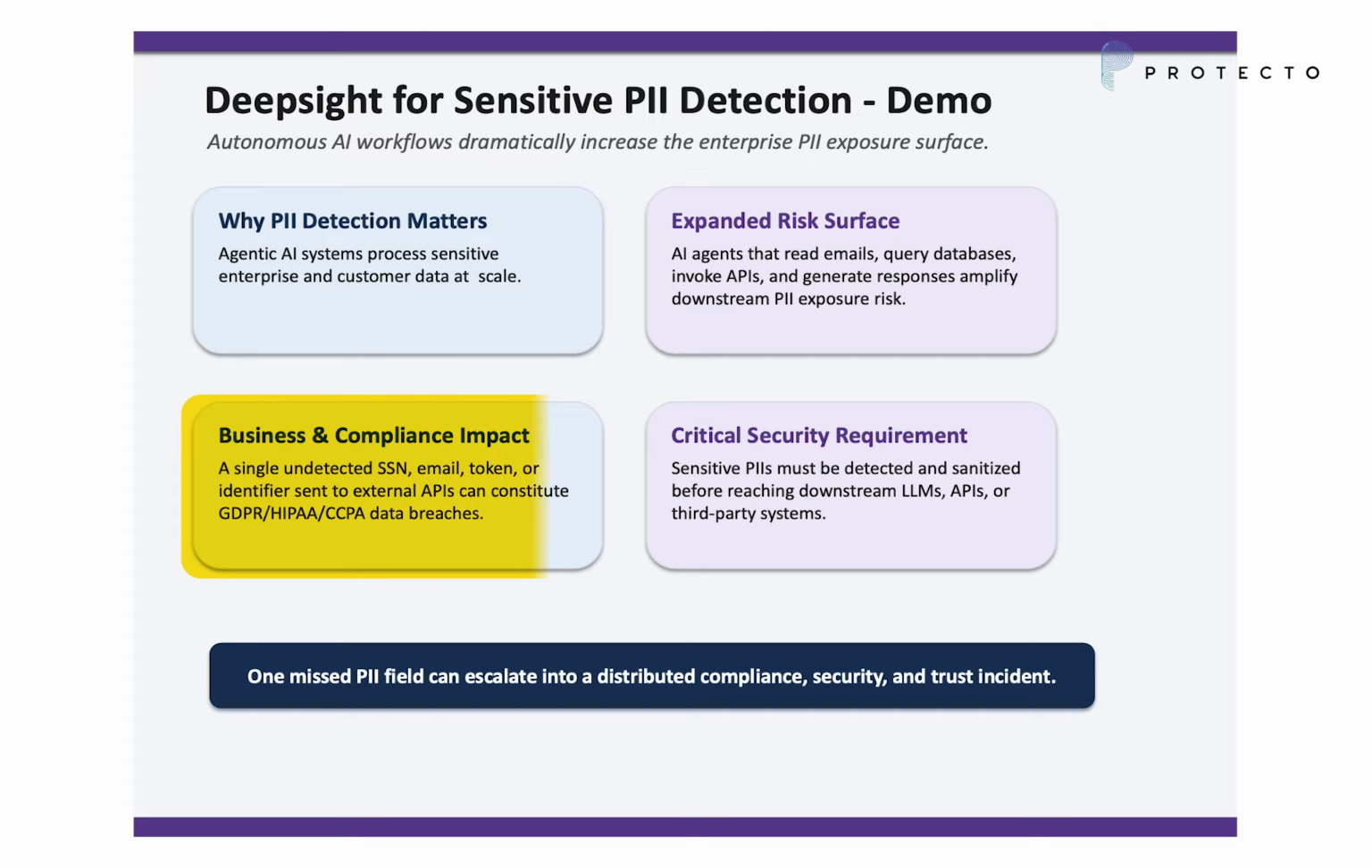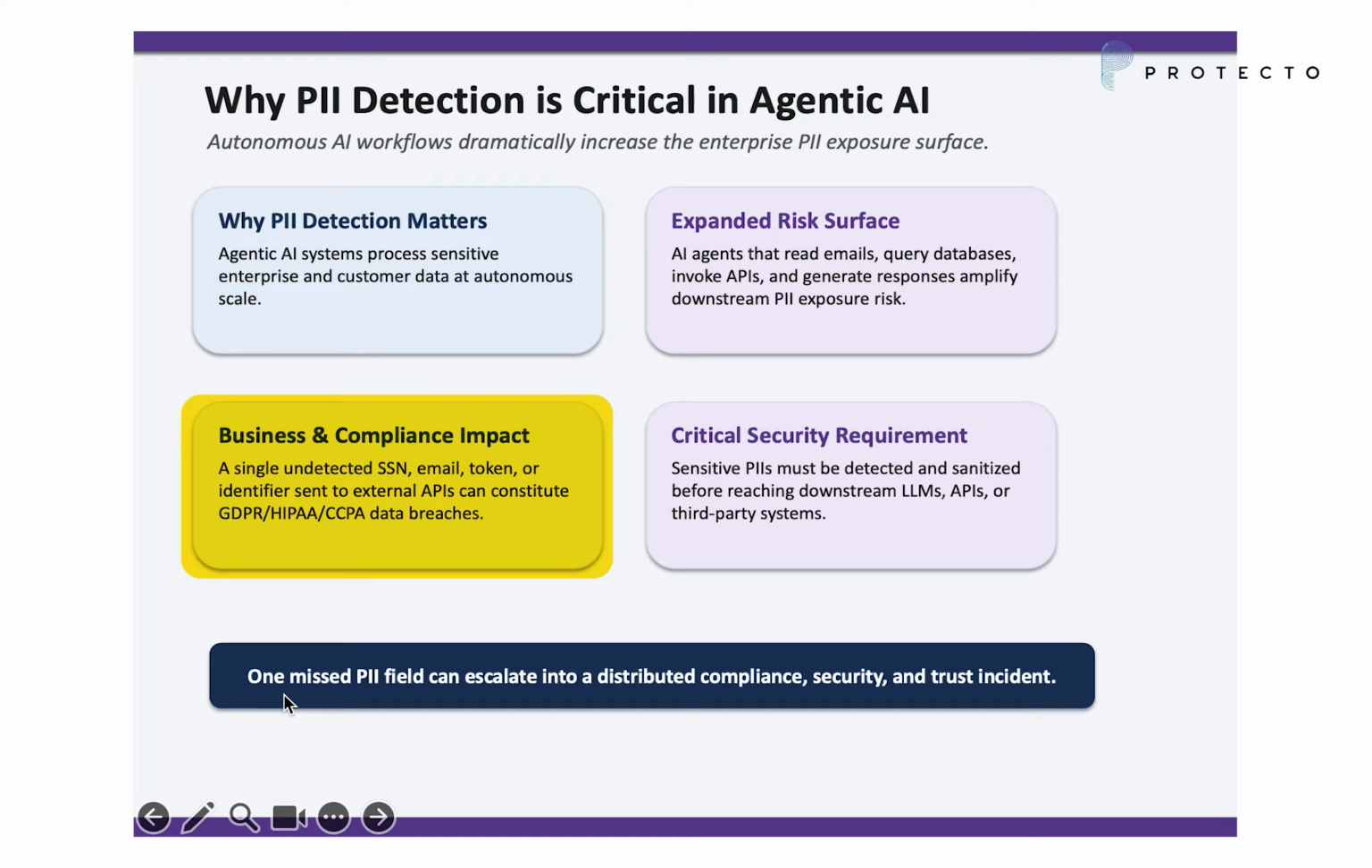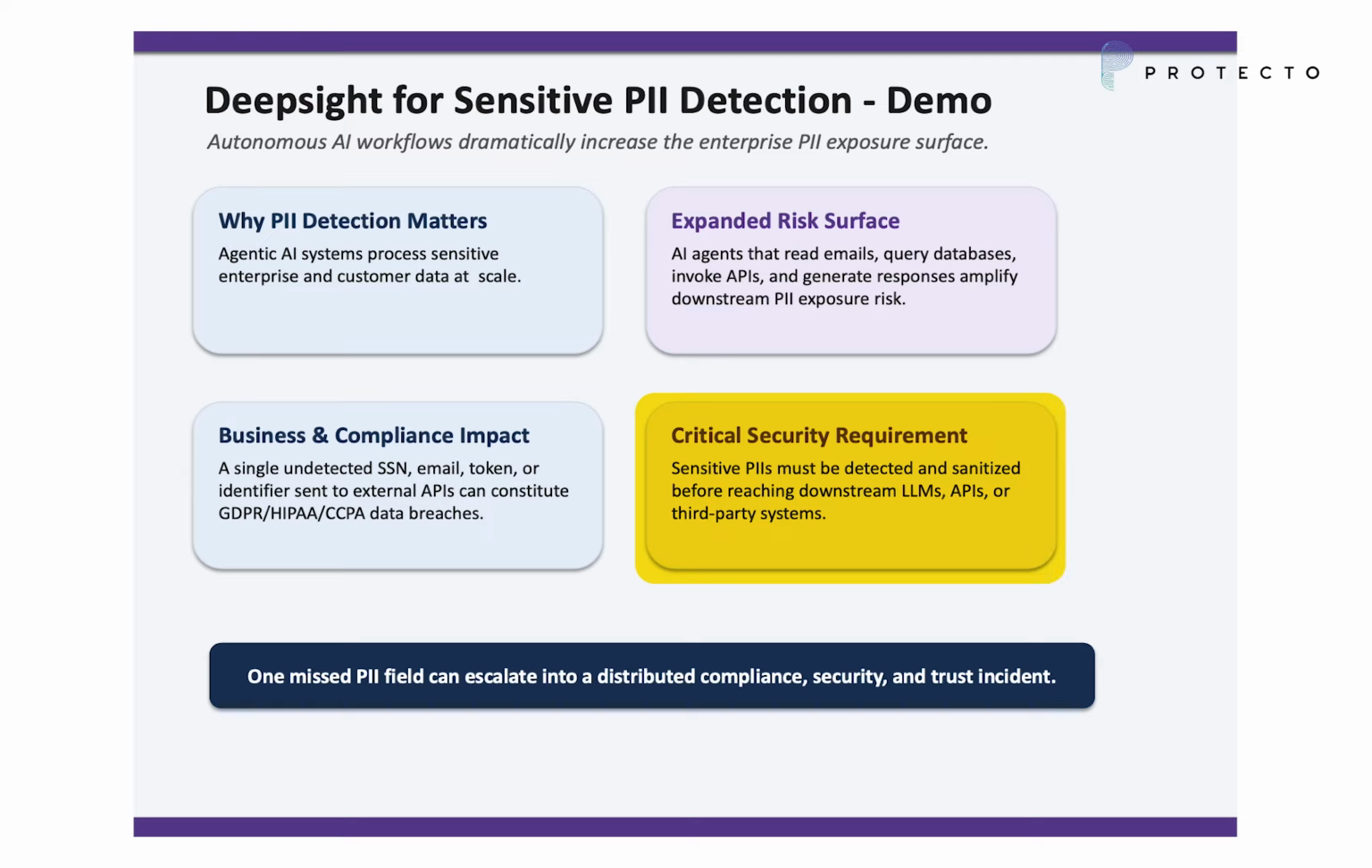What is the impact? Straightforward. One missed PII could lead to GDPR and HIPAA compliance issues. It is critical that sensitive PIs must be detected and sanitized before they reach the downstream LLMs, third-party APIs, or third-party systems. One missed PII can escalate into a compliance, security, and trust incident legally.